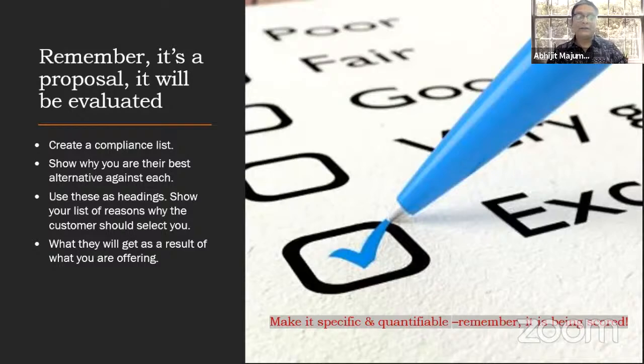You have to look at the evaluation criteria. You have to look at the compliance. You have to look at every mandatory requirement and see to it that you are scoring the highest, to be at least in the top three or top five vendors whom they are going to shortlist.